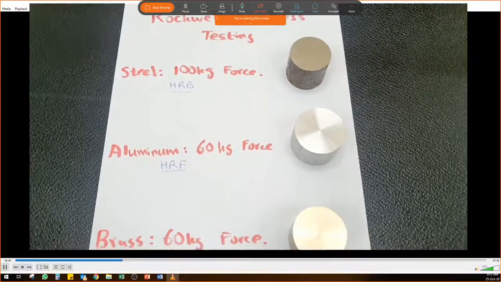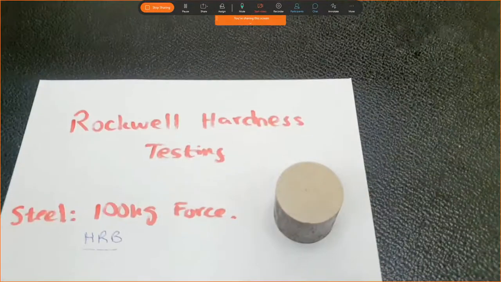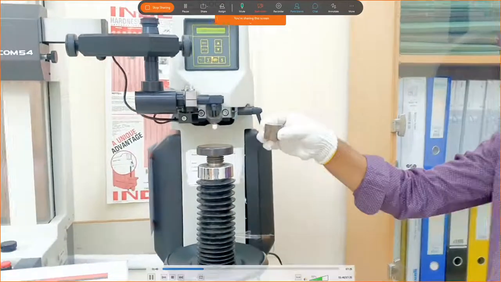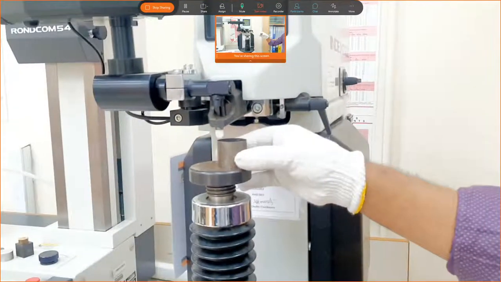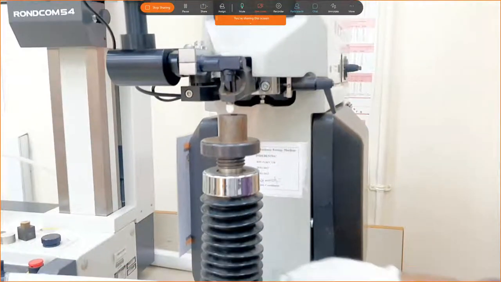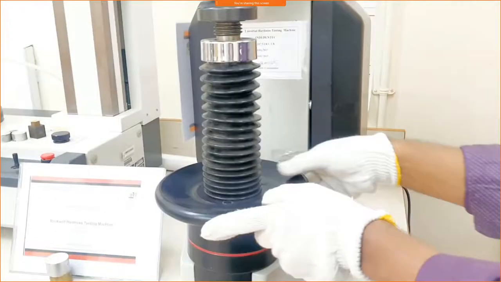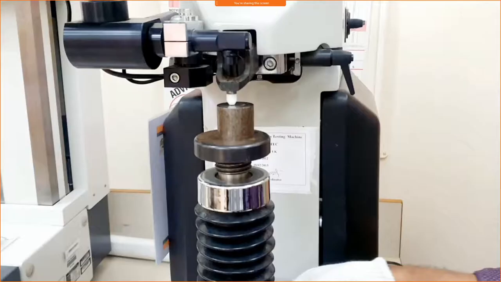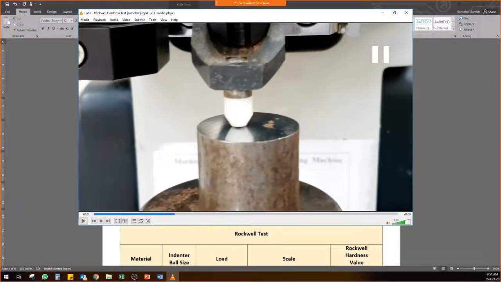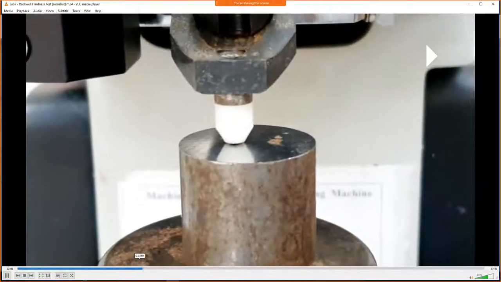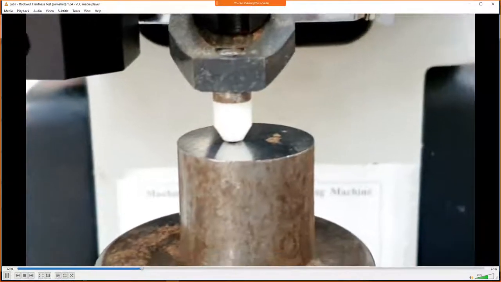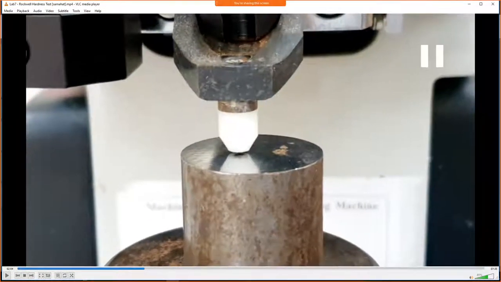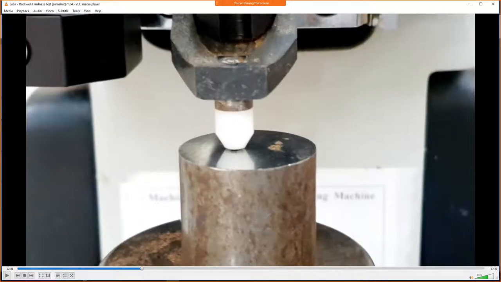Let's continue with our test for the first sample, which is steel. The lab instructor puts the sample on the hardness testing machine table. Then we adjust the table by rotating this wheel to make sure the sample is just about to touch the indenter. You can see there was a small beep sound. This beep sound means that the indenter is now touching the sample. Let's hear it again.